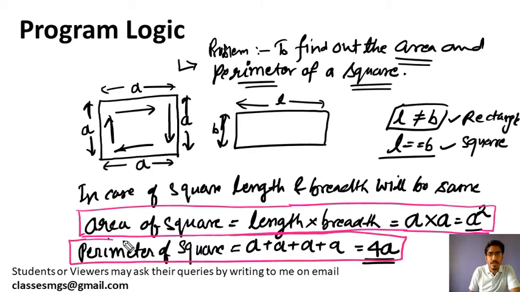So here we need not take two inputs, length and breadth, separately, as we know in case of a square the length and breadth will be the same. So we will take the input a from the user and we will calculate a square and 4a to calculate the area and perimeter of the square. So this is the problem for which we need to write the Python code. In the next slide we will see how we can write the Python program for this, and then we will write the Python code and then we will execute it.